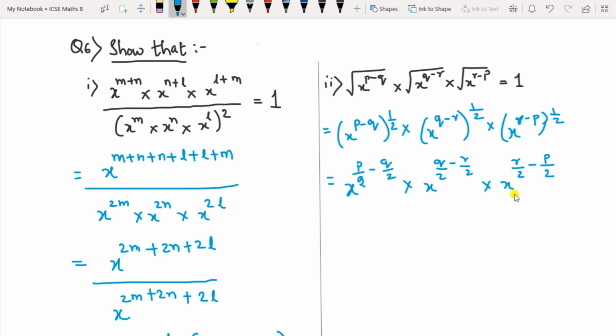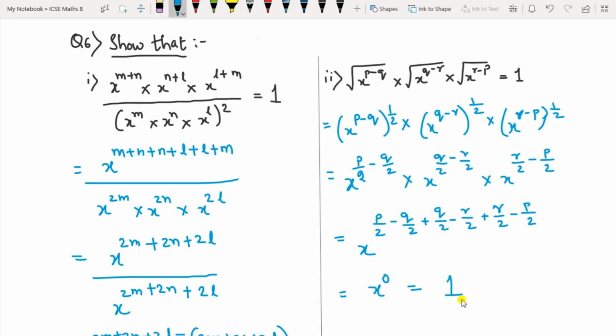Now this is multiplication, so add all these powers, it becomes x raised to p upon 2 minus q upon 2 plus q upon 2 minus r upon 2, sorry, this is plus r upon 2 minus p upon 2. Now you can see each of the power is here plus and minus. So plus minus get cancelled. So it will be x raised to 0. x raised to 0 means 1. So this way you have to solve.